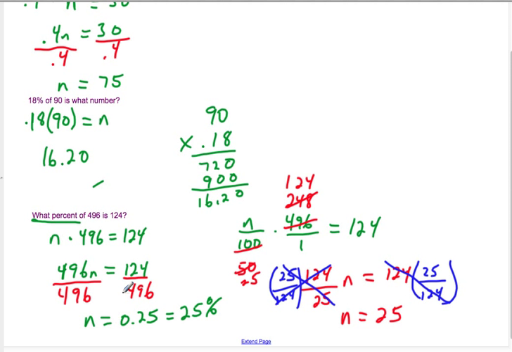So notice, in this case, we got this 0.25, which we needed to change to a percent. Here we get actually 25, and we just say 25%. I generally use this technique because I'm pretty confident changing between percent and decimal, but it's up to you.